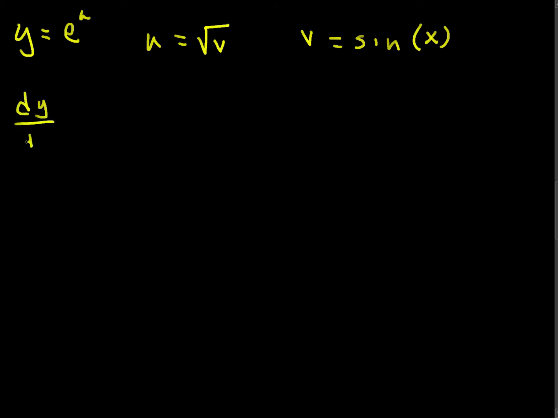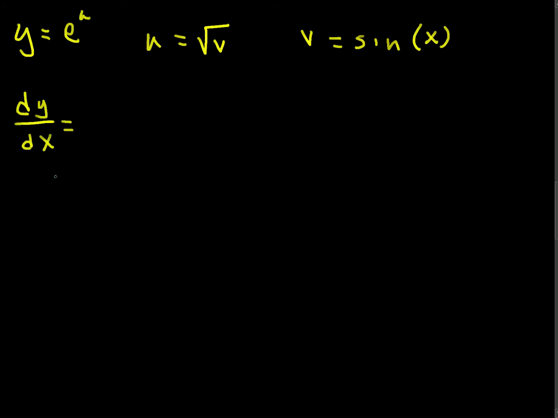So let's say that we know that y is equal to e to the u, and u is equal to the square root of v, and v is equal to sine of x. So there's a bunch of nesting going on. y is equal to e to the u, u is the square root of v, and v is sine of x. And I want to know what is the differential of y with respect to x. What is dy dx equal to?